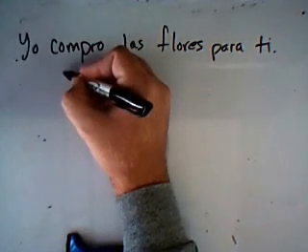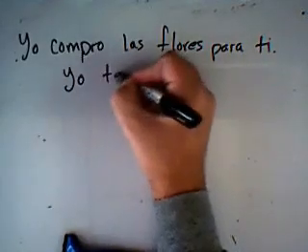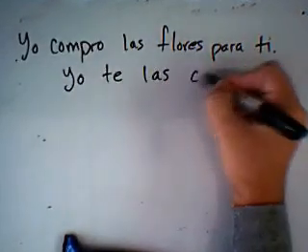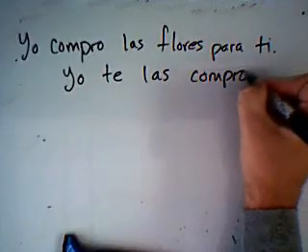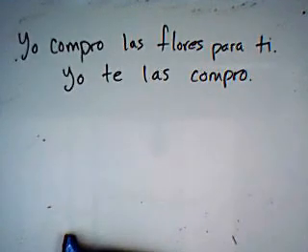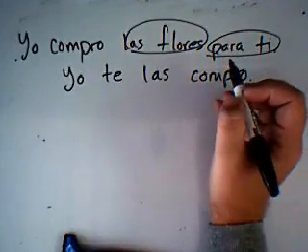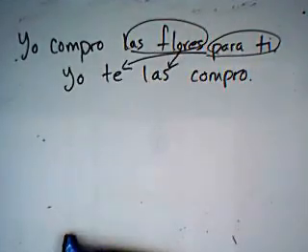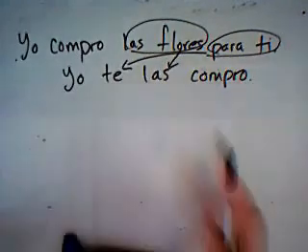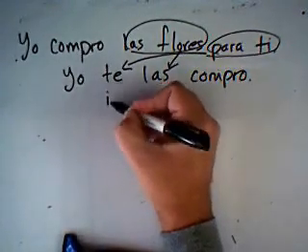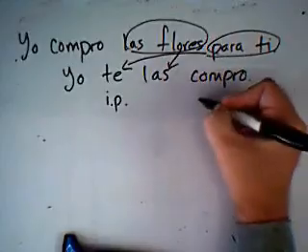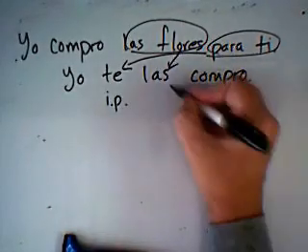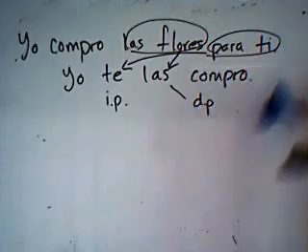Could be expressed as yo te las compro. Okay? Yo te las compro. Te is para ti, and las is las flores. Notice that the indirect object pronoun comes first. When you shorten it, the indirect object pronoun comes first, okay? And then the direct object pronoun comes second. I'll give you another example with one of those sentences that we just saw.